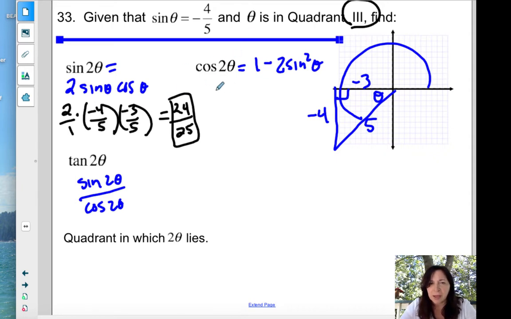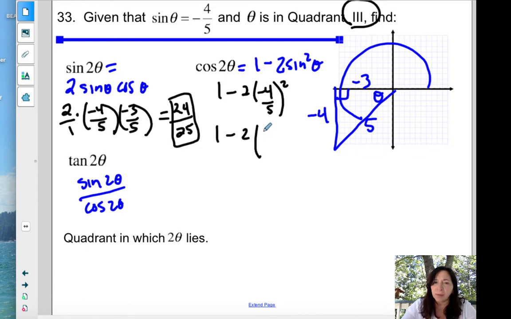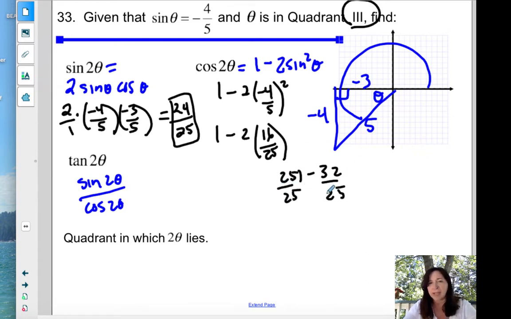For cosine of 2 theta, I'm going to go 1 minus 2 times sine squared. Now sine is opposite over hypotenuse, so this is -4/5, but don't forget that that's squared. So this will be 1 minus 2 times 16 over 25. And so that's going to be 1 minus 32 over 25. For this problem, I am going to multiply the 1 by 25 over 25 so that I could get a common denominator. And so 25 minus 32 is -7 over 25. So this right here is cosine of 2 theta.